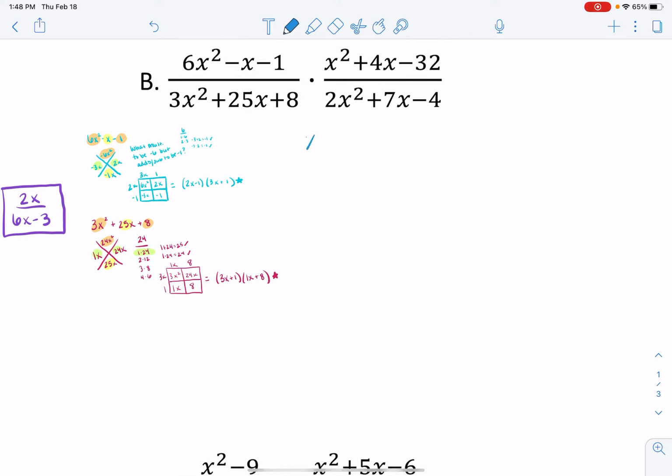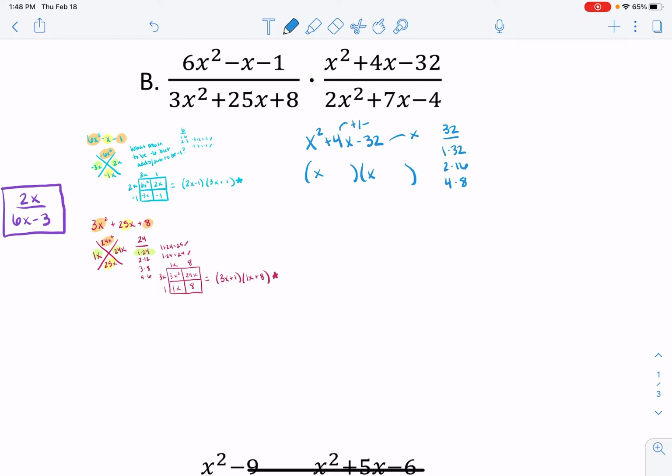So what's really nice about x squared plus 4x minus 32 is a is already equal to 1. So we can make our double parentheses and just think what multiplies to be negative 32 but adds or subtracts to be 4. So when I think about my factors of 32, right, we've got 1 and 32, 2 and 16, and 4 and 8.